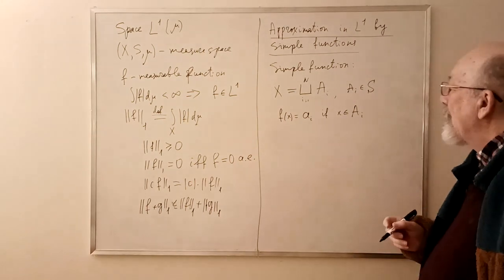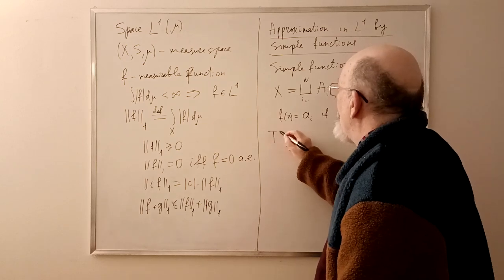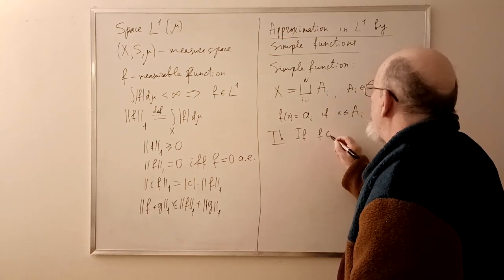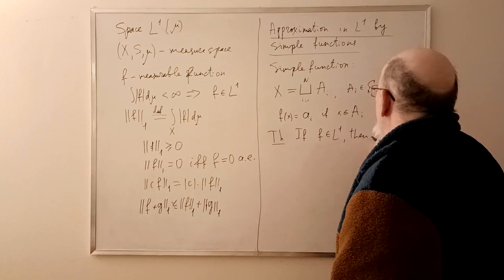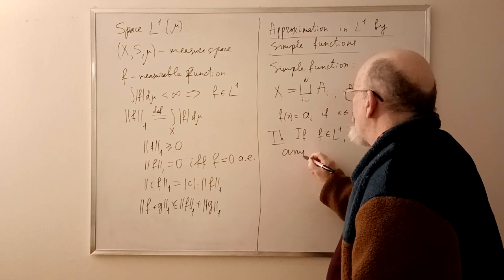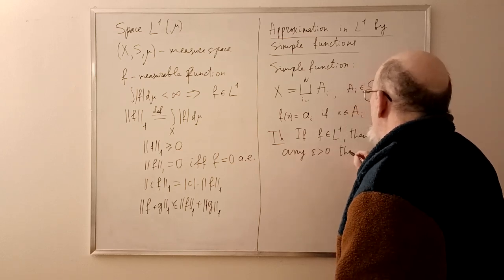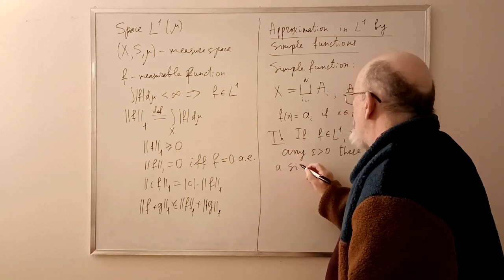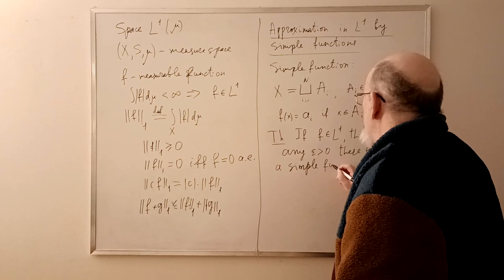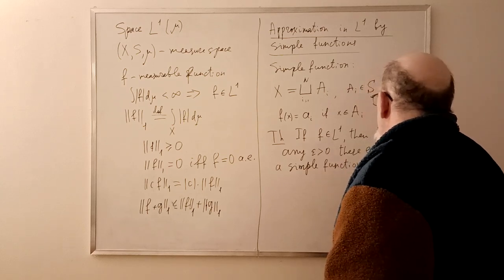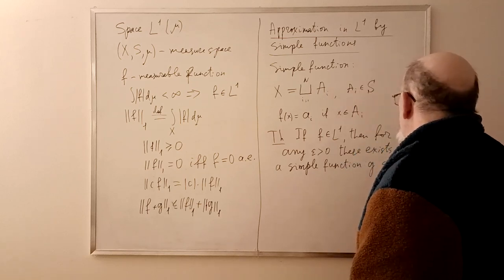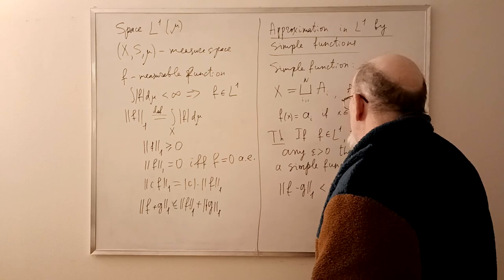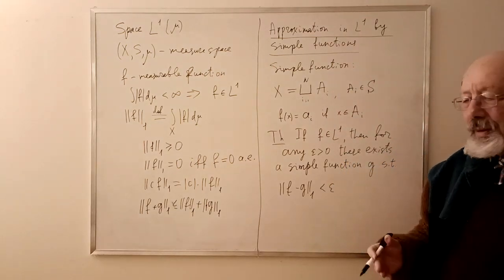Now the theorem, not hard, is that if f is in L1, then for any epsilon there exists a simple function g such that norm f minus g 1 is less than epsilon. Yeah, so we can approximate the function.